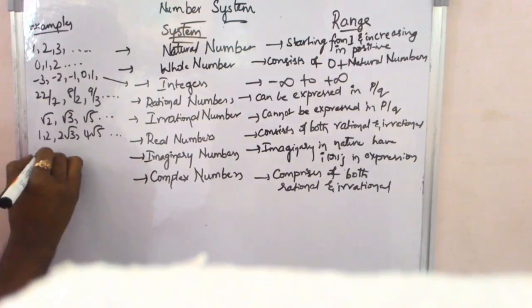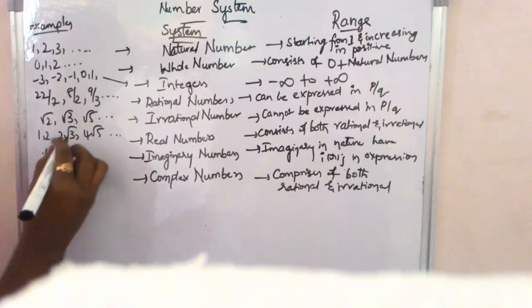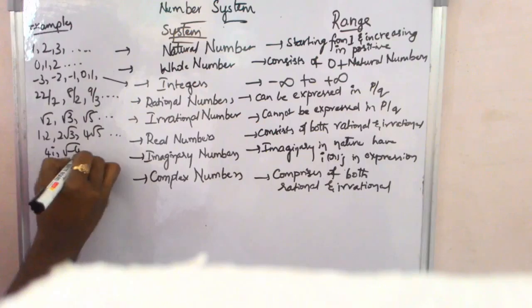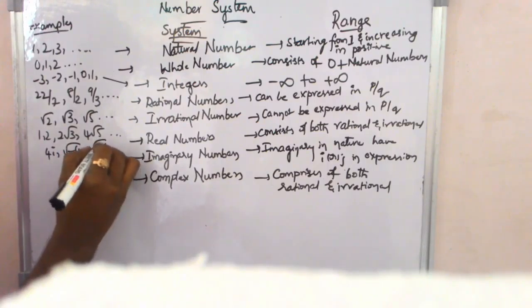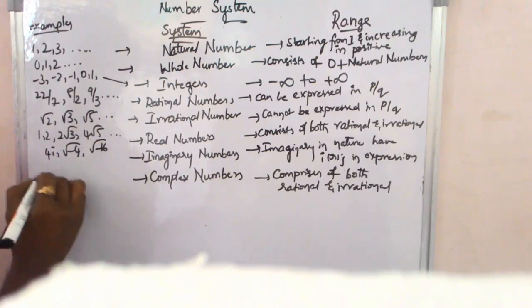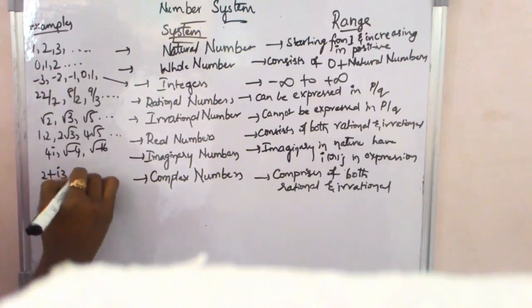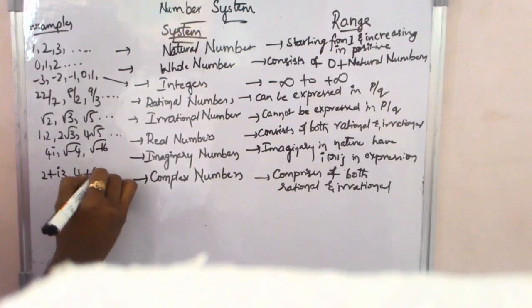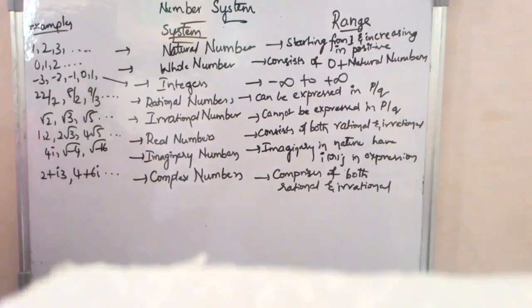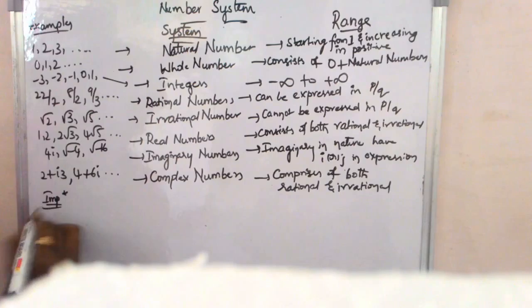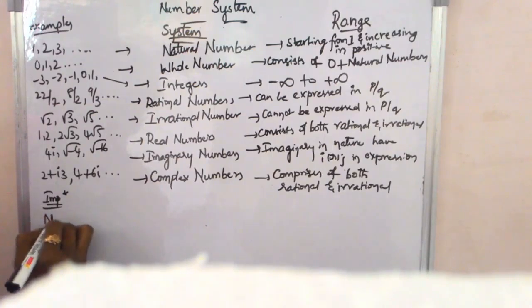Real numbers comprise both rational and irrational. When we multiply a rational and an irrational, we definitely obtain an irrational number. Example, real numbers, as it is a mixture of rational and irrational: 1, 2, 2 root 3. Imaginary numbers, as I have explained, are in a+ib format.